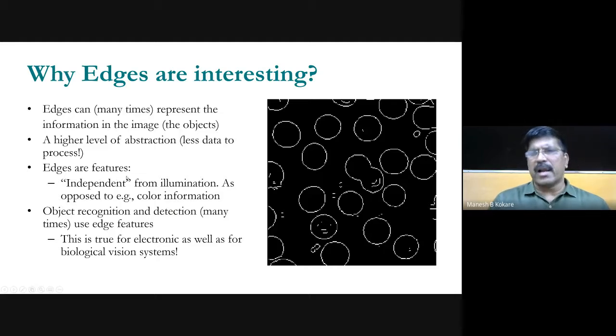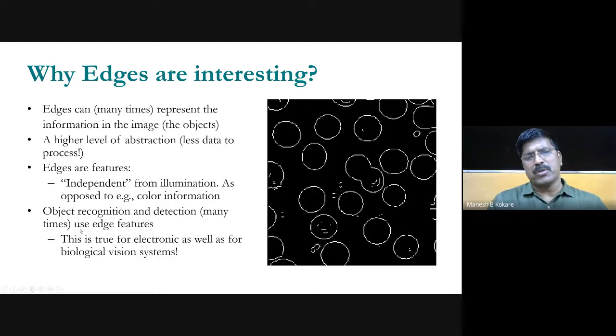Another thing is that edges are features, so we can extract edges as one of the important features in computer vision. They are independent of the illumination, which means this edge feature does not depend upon the illumination. As opposed to this, color information may change because of changing illumination or lighting conditions. But generally, edge information does not change with the illumination. So we can develop illumination independent methods by using edge features in computer vision.